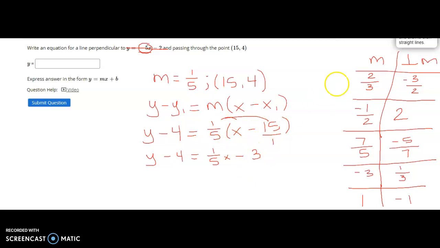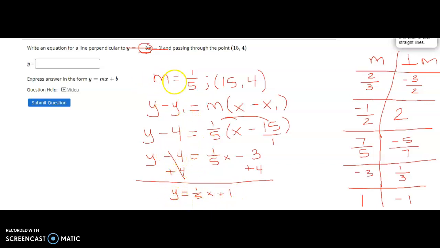If that doesn't make sense, you might want to write it out on this side. Okay, we're going to add 4 to finish solving for y. So y equals, those canceled, 1/5 x plus 1. And that's going to be our final answer.